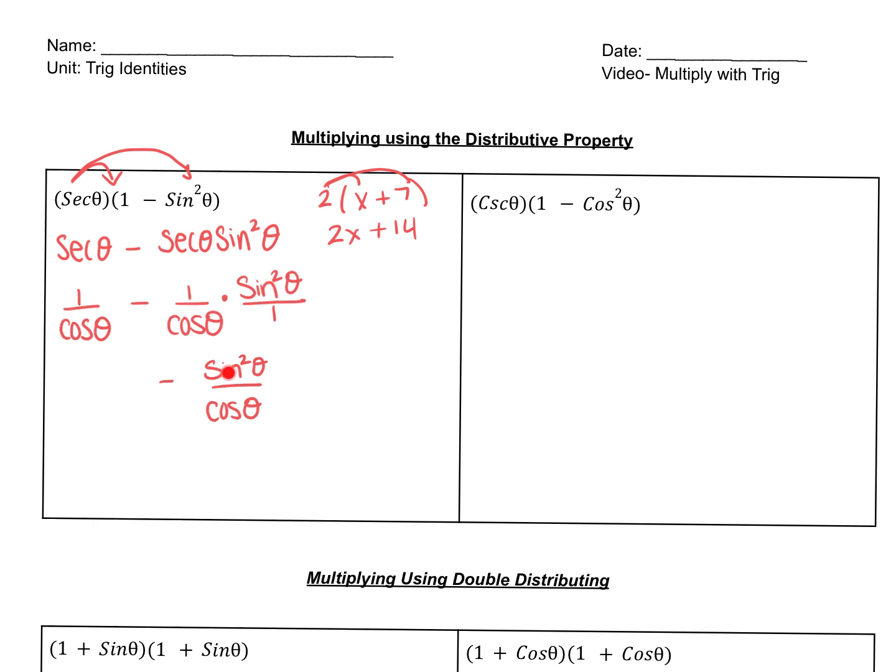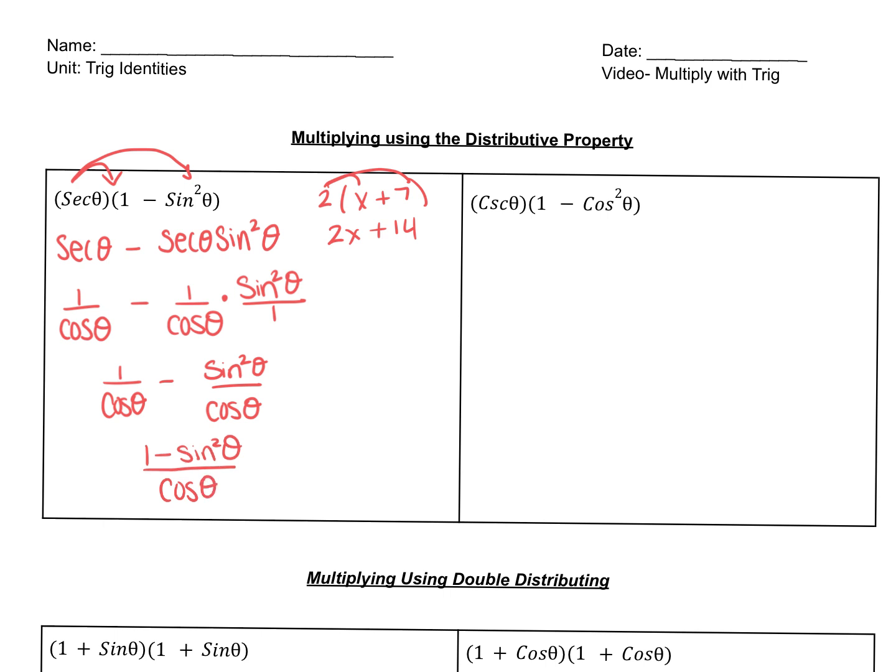This times this is sine squared. This times this is cos. And then leaving the 1 over cos as is. And then the denominators are the same. So 1 minus sine squared theta all over cos of theta.